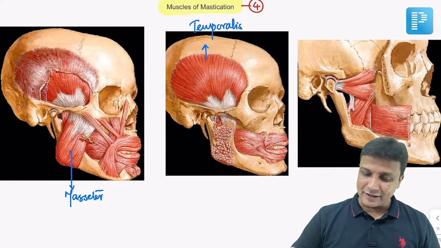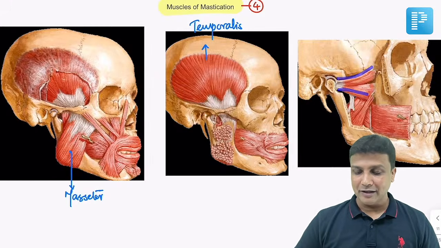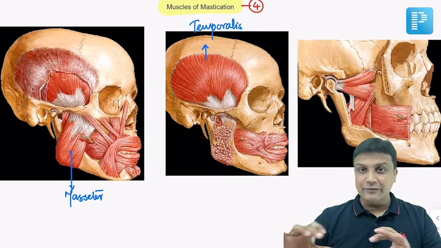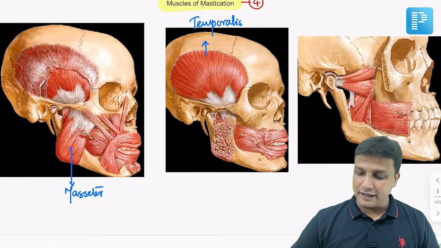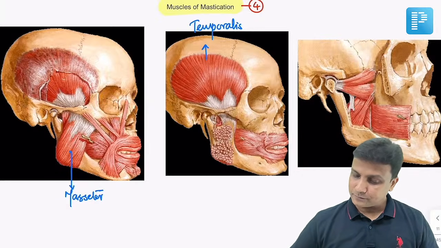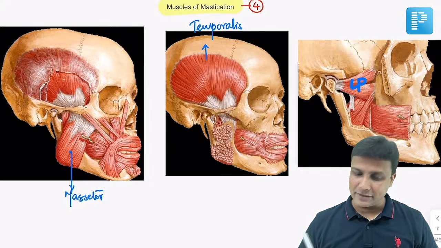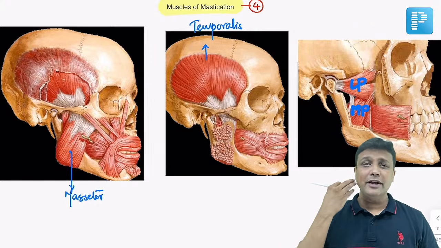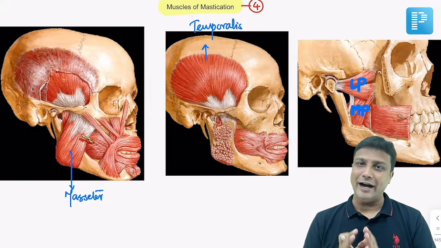So if you look at this diagram here, there is one muscle which is going and getting attached to the capsule of the temporomandibular joint. That muscle, attached to the capsule of the temporomandibular joint, will be the lateral pterygoid muscle. I'm just writing it here as LP, lateral pterygoid muscle. And this one here will be the medial pterygoid, which is again attached to the ramus of the mandible, but from the inner aspect. So first learn how to identify.